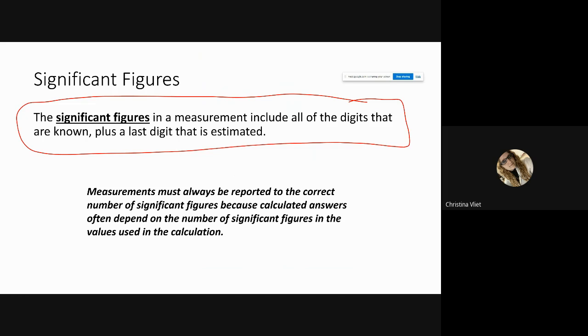So what we call a significant figure in our measurement is all of the numbers that we know and one digit that is being estimated. We call those all of the significant figures in a measurement. Those are the numbers that matter. You're like, how could a number not matter? Well, we'll talk about that in a little bit.